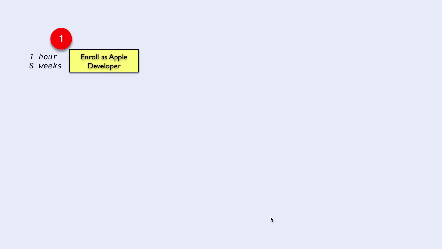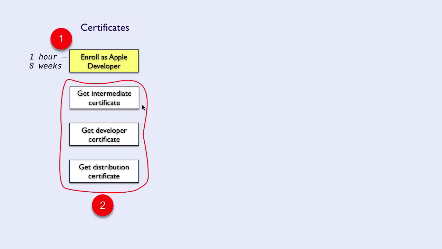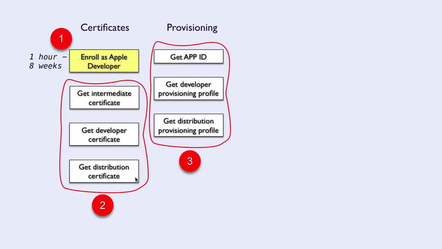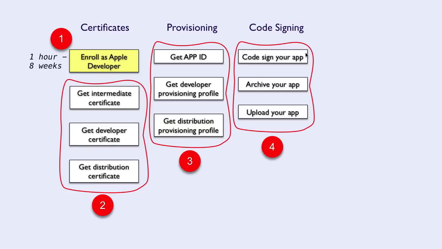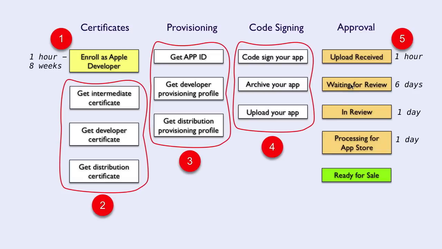The first step is to enroll as an Apple developer. The next step is to get the 3 needed certificates. First, an intermediary certificate, then a developer certificate, and lastly, the distribution certificate. The next step is to get App ID and 2 provisioning profiles, one as a developer and the other one as distributor. The next step is to code sign your app, prepare for uploading by archiving it, and then upload it to Apple. The last step is to get it approved by Apple. This process will take about 1 week.